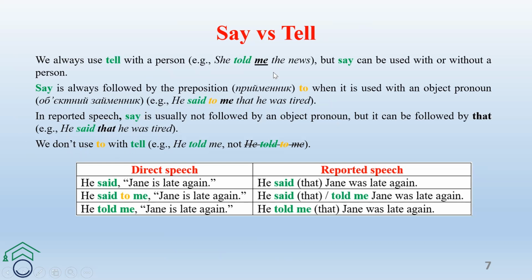We should remember that we never use to after tell. So tell me, but said to me, for example. And these are the examples. Direct speech: he said, Jane is late again. He said Jane was late, or he said that Jane was late. He said to me, and in reported speech we have he said or he told me.